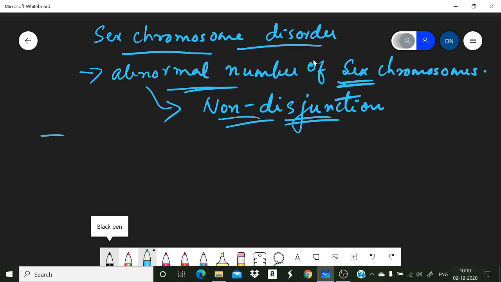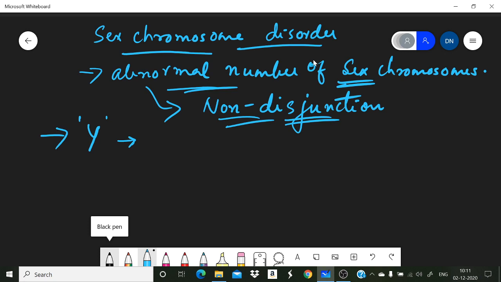And we all know that in human beings, the sex determinant is the Y chromosome. The Y chromosome is the male determinant. The presence of a Y chromosome gives rise to a male individual in appearance, irrespective of the number of X chromosomes present. And the absence of a Y chromosome leads to a female individual.